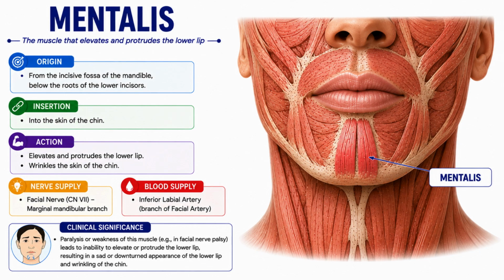Next, finally, the mentalis muscle. Mentalis muscle is present in the chin area of the face. It gets its origin from the incisive fossa of the mandible. Incisive fossa is a depression below the incisor teeth, right? Yes, below the roots of the lower incisors, and it gets inserted into the chin. Its main function is it elevates and protrudes the lower lip, and wrinkles the skin of the chin. These are the main functions of the mentalis muscle.